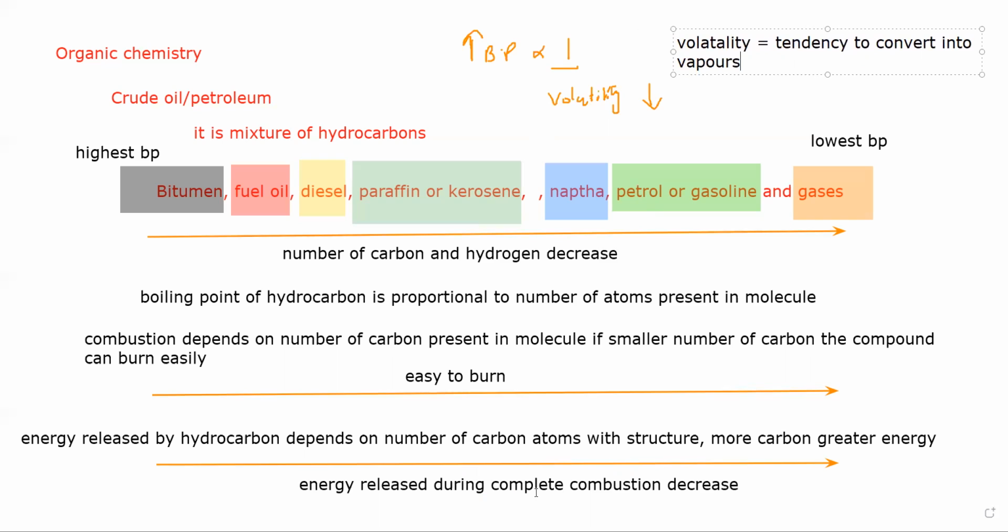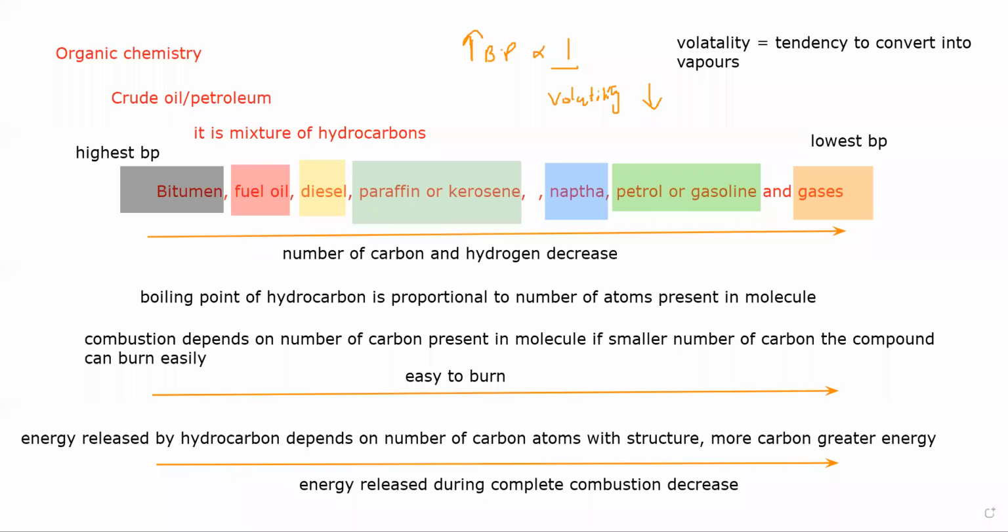So the refinery gases can easily be vaporized. They're already in the gas state, so petrol, gasoline. So moving from bitumen to gases, the volatility increases because the boiling point decreases, so it is easy to make it volatile.